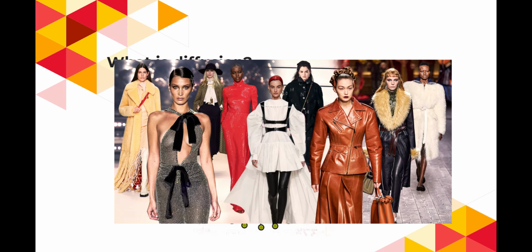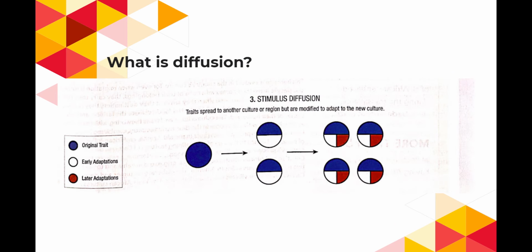Somebody famous wears something, either in a fashion show or maybe even in a TikTok or an Instagram story, and then that idea catches on and diffuses downwards to people of relatively less influence, people of relatively less power, all right? Next, we got stimulus diffusion.